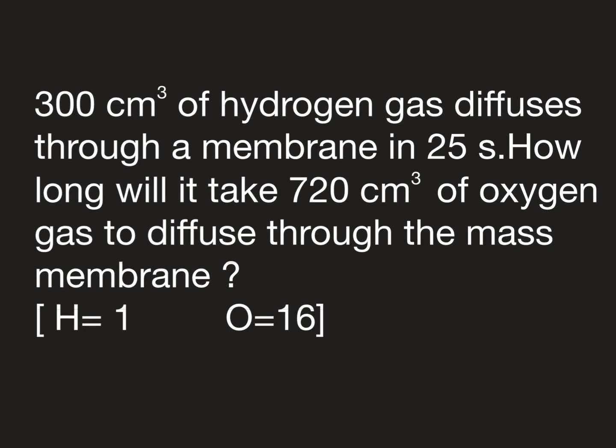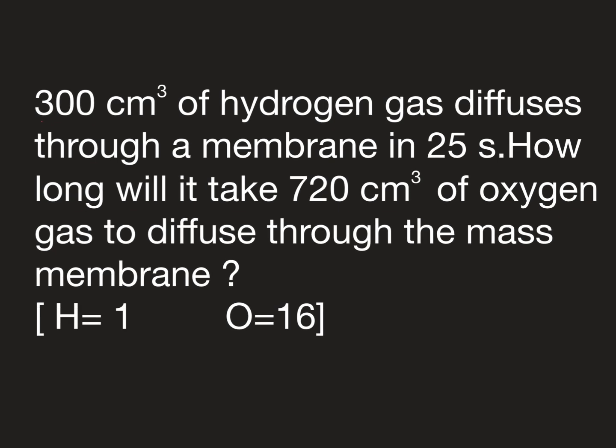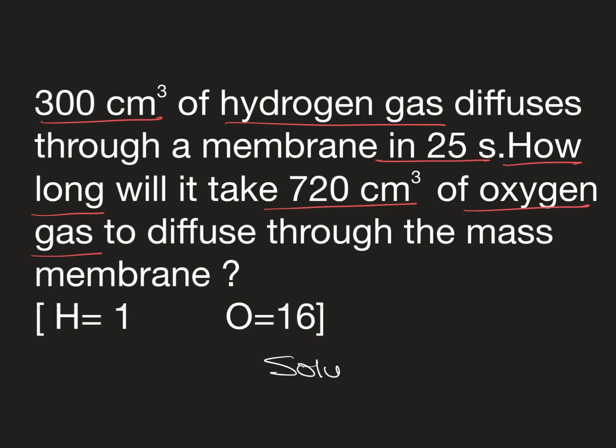to the next question that reads, 300 centimeter cube of hydrogen gas diffuses through a membrane in 25 seconds. How long will it take 720 centimeter cube of oxygen gas to diffuse through the same membrane? Hydrogen is equal to 1, oxygen is equal to 16 as the atomic masses. Solution.